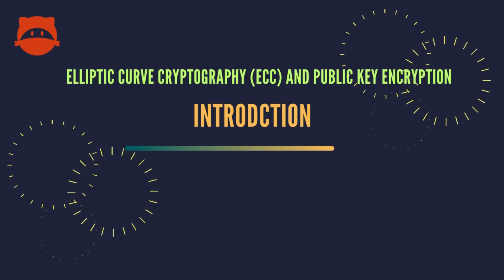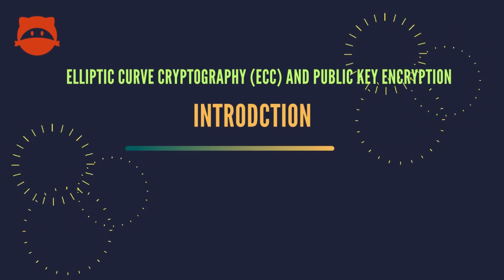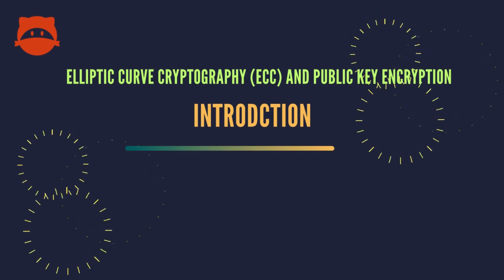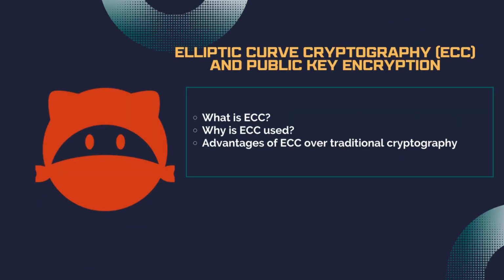In short, elliptic curve cryptography is a powerful tool for securing modern communications, and its importance will only continue to grow in the years to come. In the context of elliptic curve cryptography, ECC, and public key encryption, we need to address the following points. What exactly is ECC and how does it work with public key encryption? What are the reasons for the widespread use of ECC in modern cryptography? What advantages does ECC offer over traditional cryptographic methods?